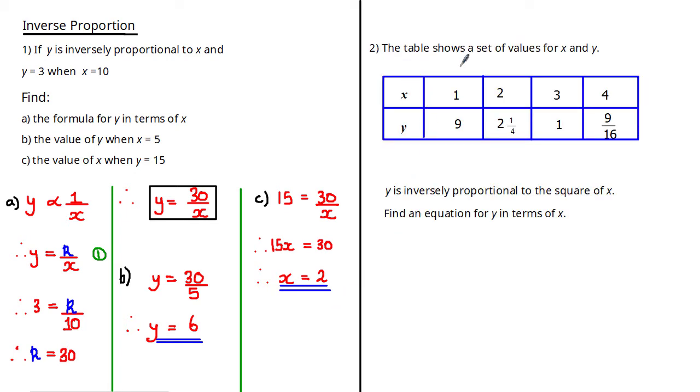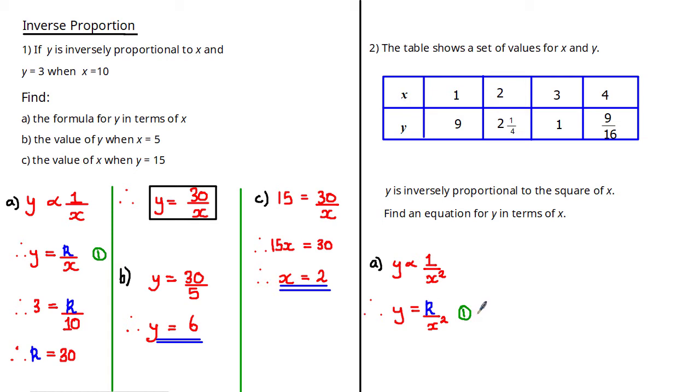Here we're told that the table shows a set of values x and y. y is inversely proportional to the square of x. And we've been asked to find an equation for y in terms of x. So given the fact that we're told that y is inversely proportional to the square of x, we can write the following: y ∝ 1 over x squared. And therefore, we can say that y is equal to k divided by x squared, where k is a constant to be found. Let's label this equation 1.